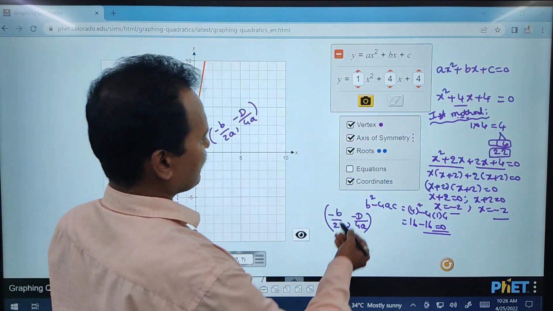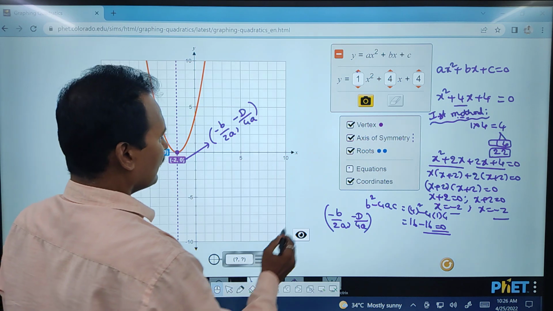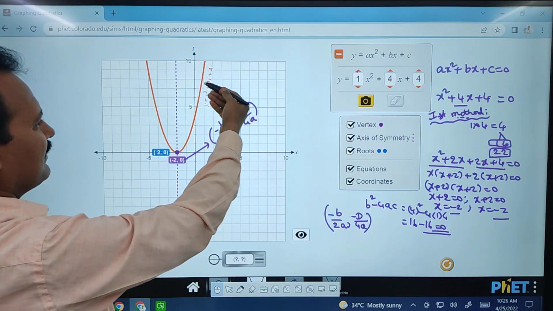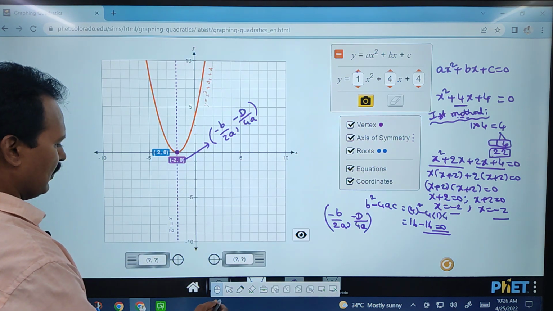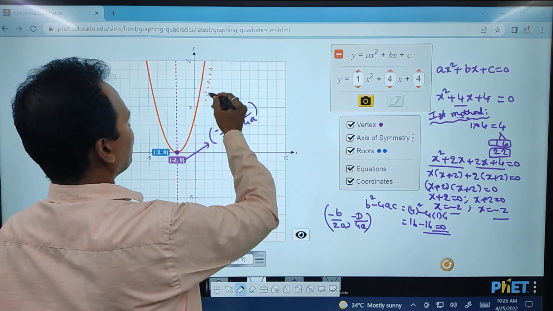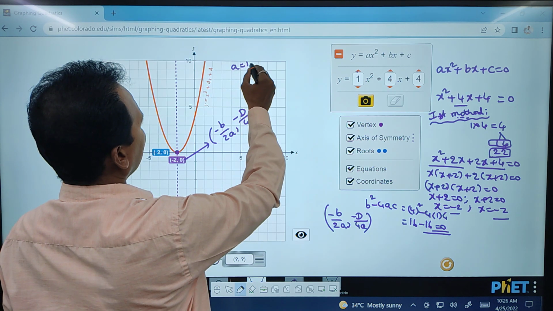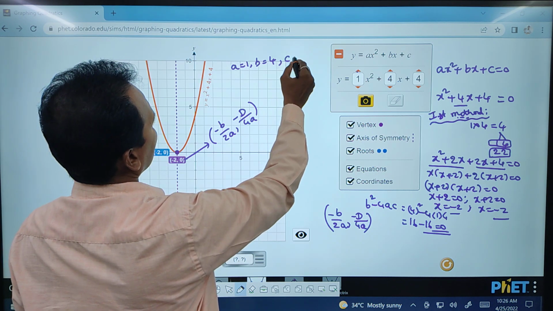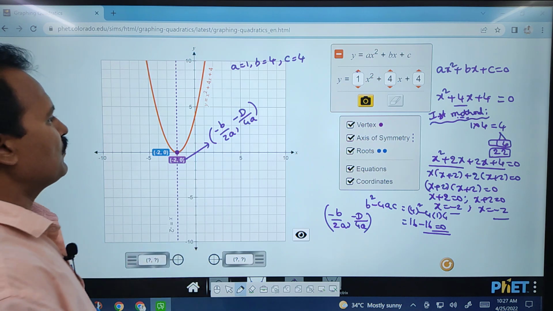So what is the equation? We know that the equation is this one only, right? Here y is x square plus 4x plus 4. What is the value of a? Here a is 1. And what is b? Here b is 4. And what is c? Here c is 4. Now if you substitute the a, b, c values here, what will you get?